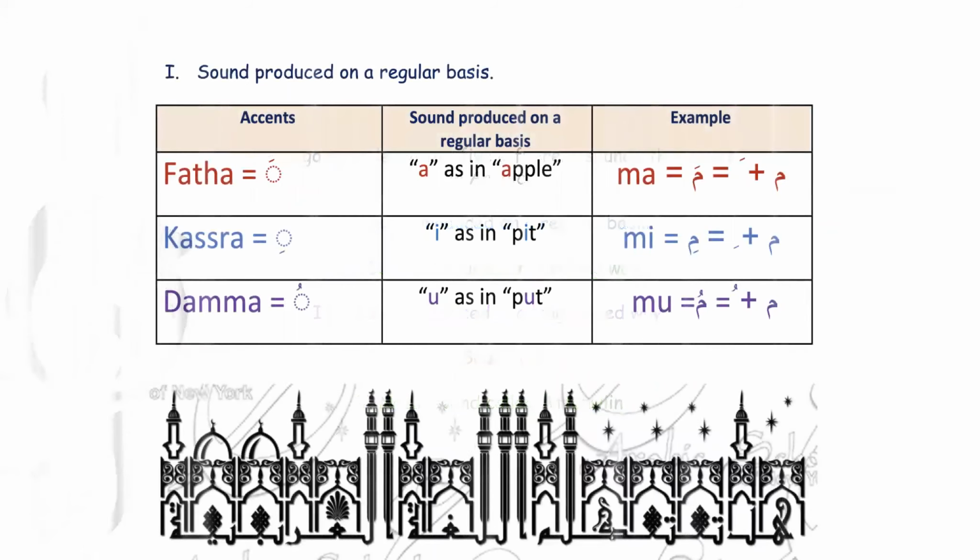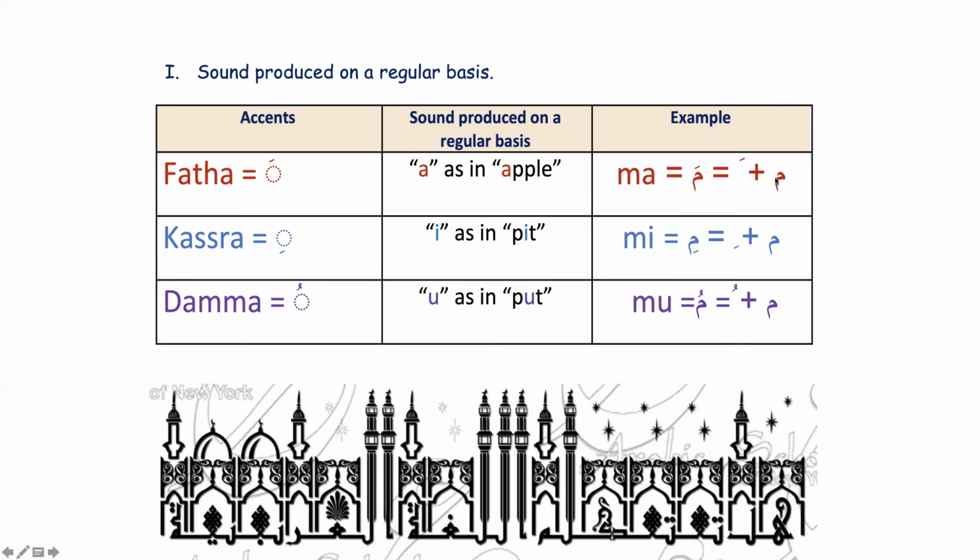The first one, the sound produced on a regular basis, is reflected in 3 ways. Whenever you have this fatha accent on the letter, it produces the sound a, as in apple. Whenever you have the kasra, which means this dash under the letter, it produces the sound e, as in pit. And whenever you have this accent on the letter, it produces the sound u, as in put.